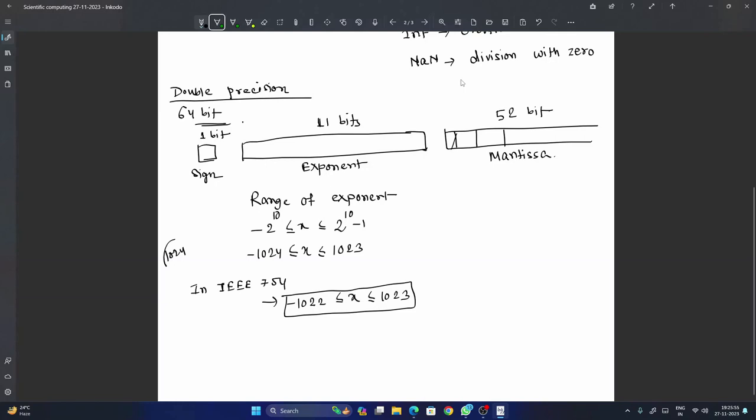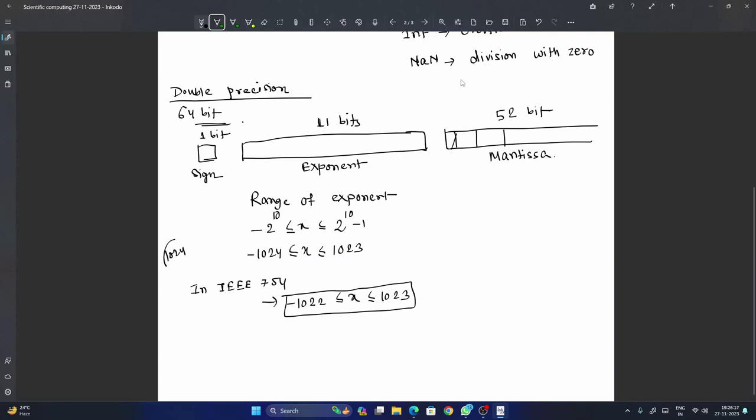So that is the ranges. That means in a double precision system you can store from 2 to the power minus 1022, which is a very small value, and also the largest value 2 to the power 1023, which is a very large value. The small one is near about 0, tending to very small, and 2 to the power 1023 is a very large value.